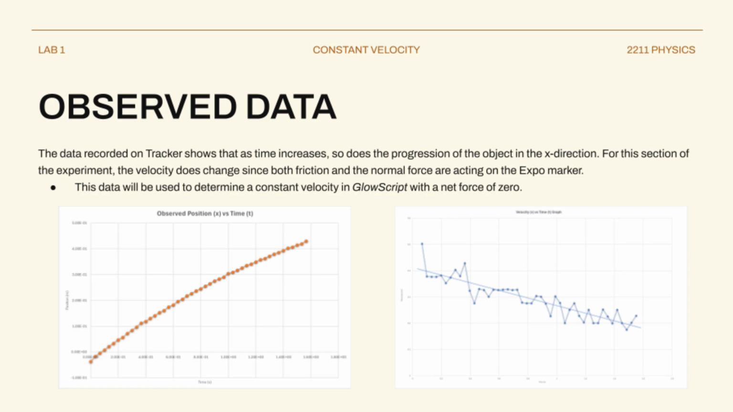And then for this section of the experiment, the velocity does change since both friction and normal force are acting on the expo marker, as well as some human errors, which is why in this case, the velocity graph on the right shows fluctuations, even though it is decreasing. And then this data will be used to determine a constant velocity in GlowScript with a net force of 0.